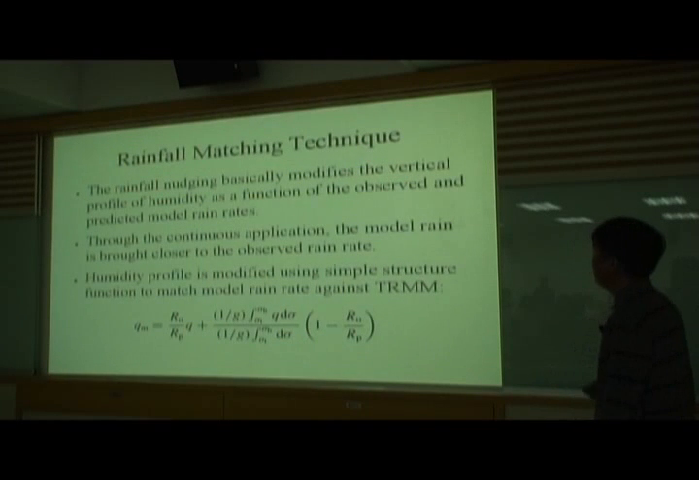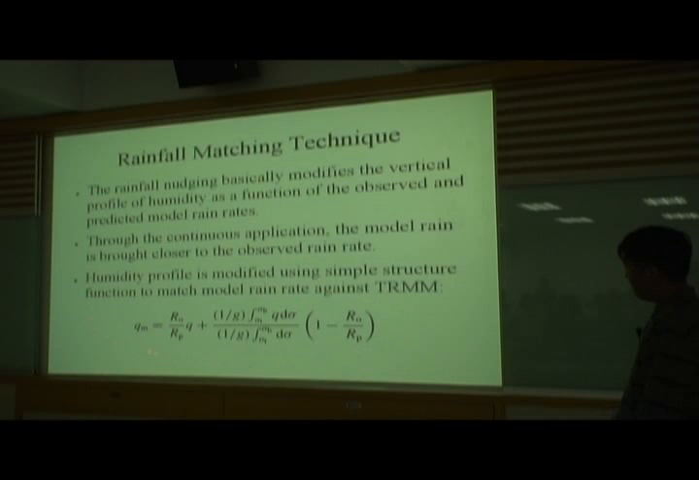The rainfall matching technique basically modifies the vertical profile of humidity as a function of the observed and predicted model rain rates. Through the continuous application of this technique, the model rain is brought closer to the observed rain rate. The humidity profile is modified using a simple structure function to match the model rain rate against the TRMM observation.